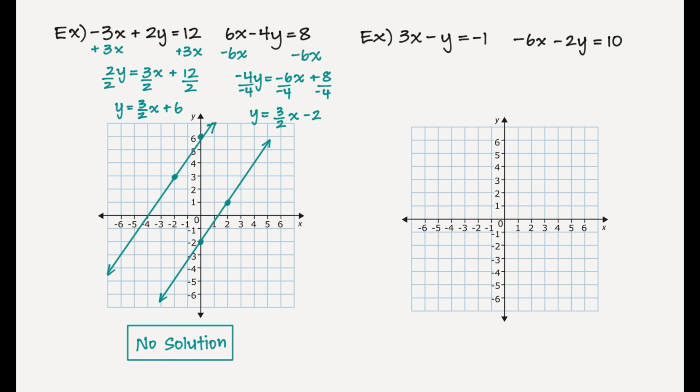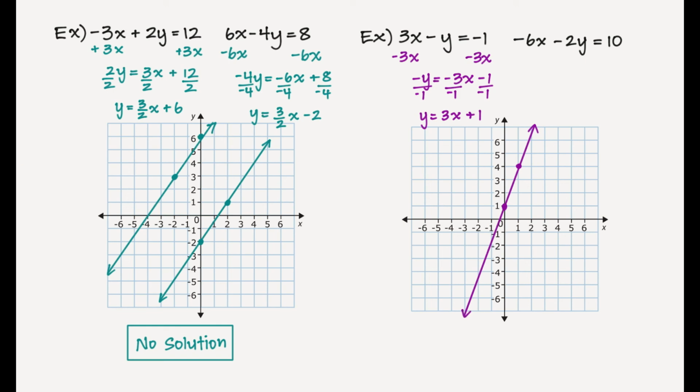All right, final example. Again, we need to rewrite. So let's subtract 3x on both sides. And we are left with negative y equals negative 3x minus 1. Divide everything by negative 1. And y equals positive 3x plus 1. So I start at 1, and I go up 3 and over 1. And I draw my line.